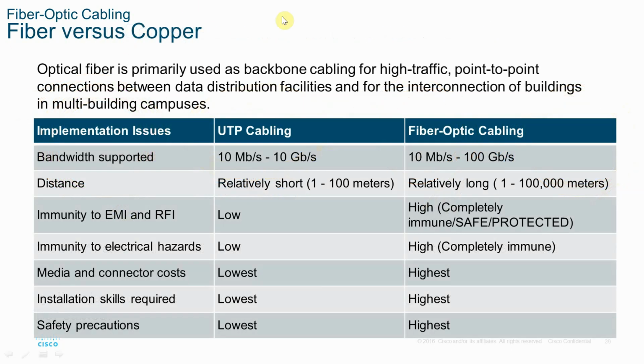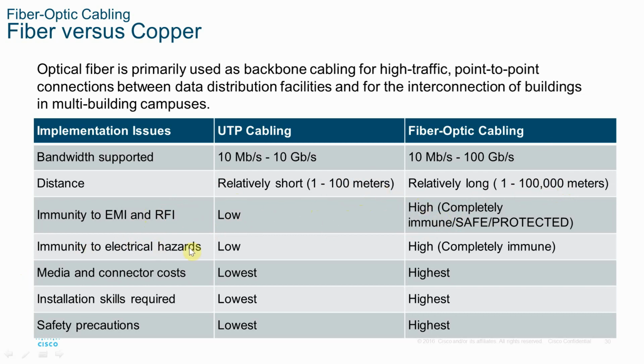Then comparing fiber and UTP: for bandwidth and speed, copper goes from 10 Mbps up to 10 Gbps, but fiber optic starts from 10 Mbps and will go up to 100 gigabits per second. For distance, copper covers 1 to 100 meters maximum, but fiber covers more than 1 lakh meters. See, for EMI, UTP is affected by interference, but fiber is highly protected from interference.